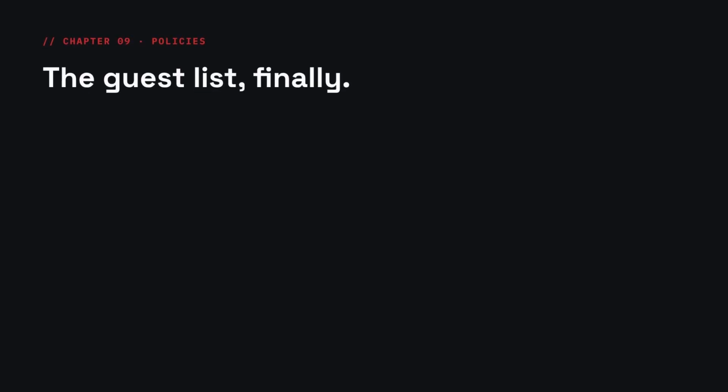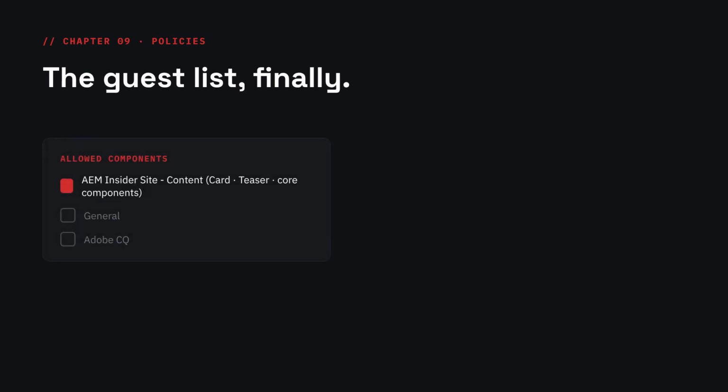In episode 4, I called the template a bouncer with a guest list, and we walked through the door without reading the list. Today, we read it. A policy is a saved set of rules for a component, most importantly for a container. And the container's headline rule is allowed components, which component groups a page author may drop inside. Remember the component group property from our card and our teaser? This is the moment that property was for.